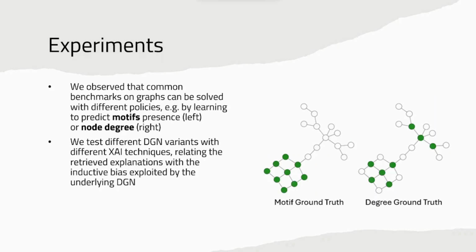We started by noticing that common benchmarks can be solved by a DGN using different inductive biases. For example, the label of this graph can be learned by checking whether a grid motif is present, as you can see on the left, or by checking the node degree, and specifically whether there is at least one node with more than 3 neighbors, as you can see on the right. We use this fact to test different DGN architectures and XAI methods to see what inductive bias they were using.